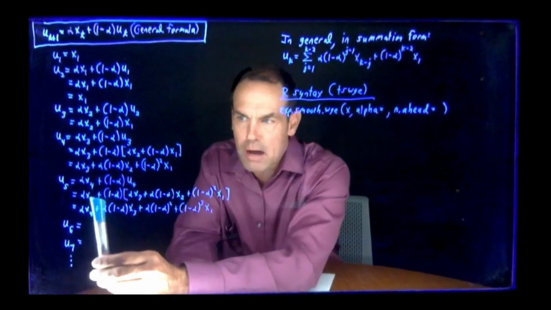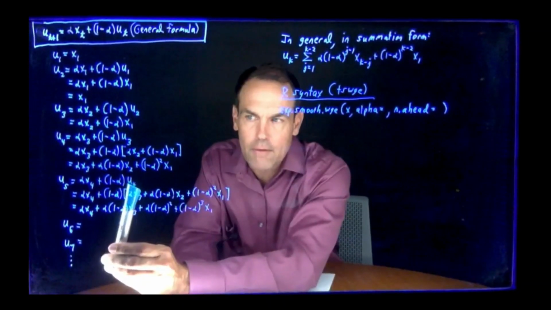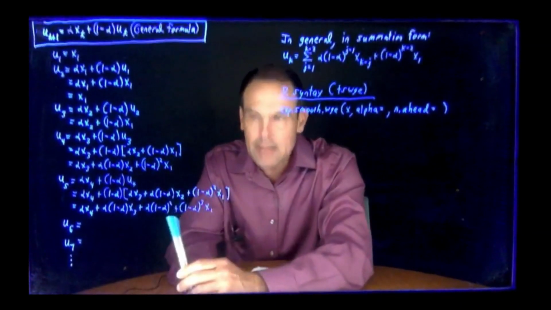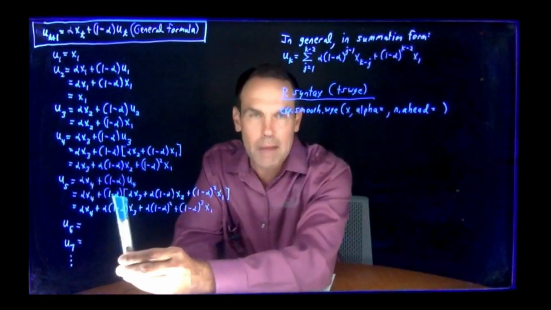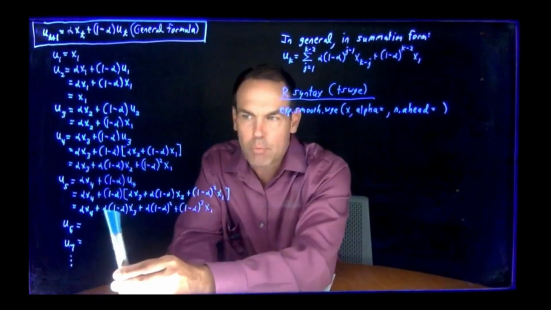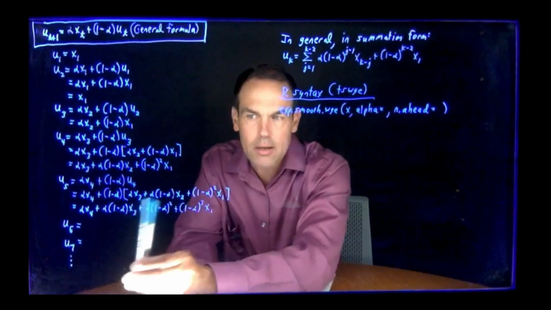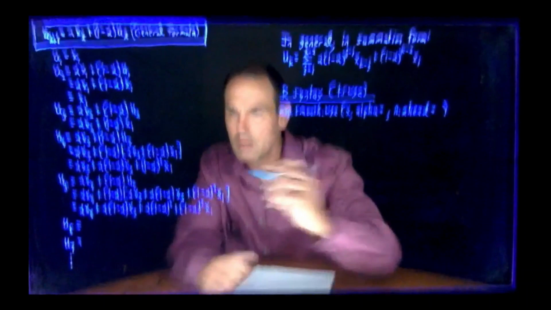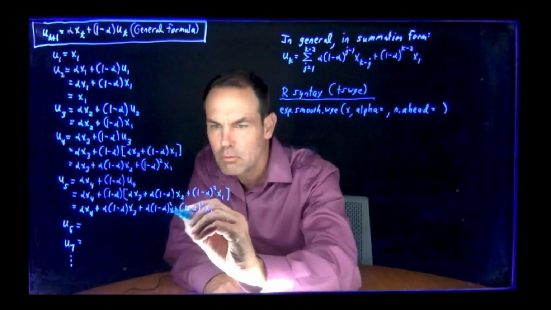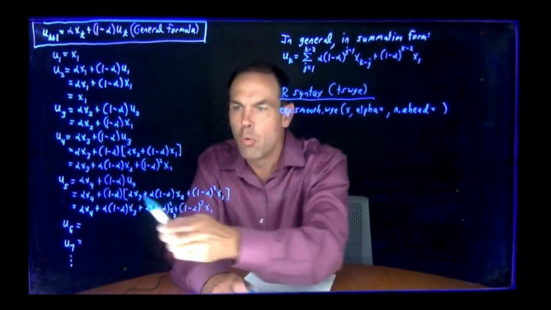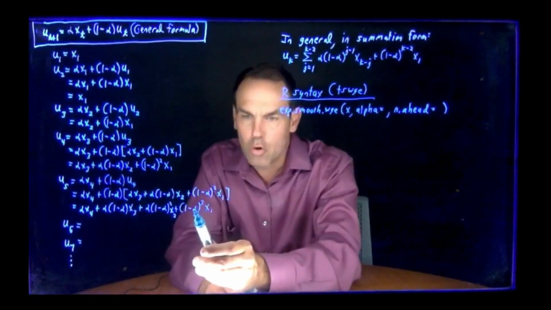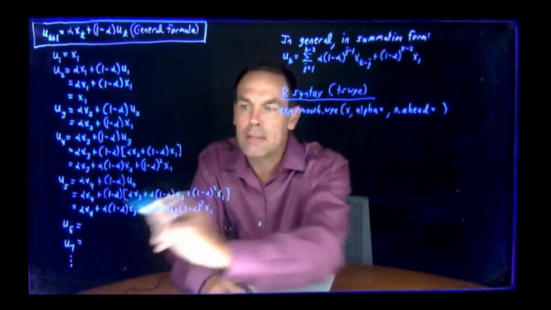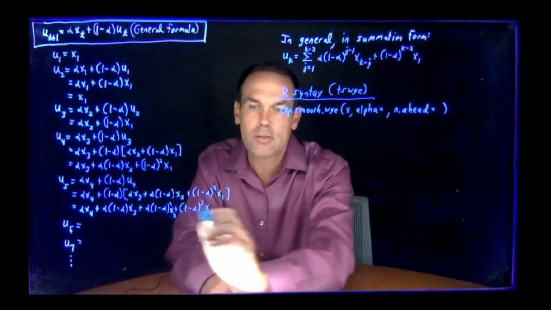And that will give us alpha x4 plus 1 minus alpha. Plug in the value of u4 from before, the step before, and put it in this big bracket. And then let's multiply through 1 minus alpha. We have alpha x4 plus alpha (1 minus alpha) x3 plus alpha (1 minus alpha) squared times x2 plus (1 minus alpha) cubed times x1, and so on.